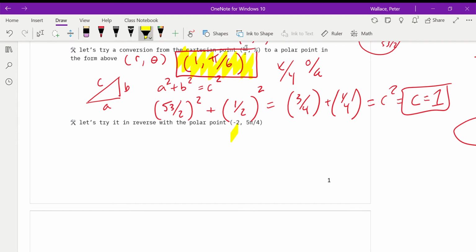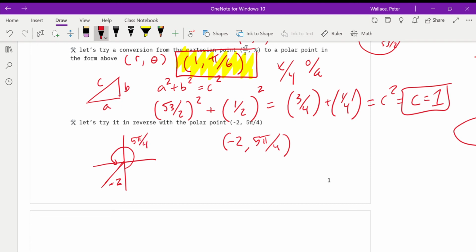We've got this polar point here, -2, comma 5 pi over 4. So how do we end up converting this? Well, we've got a few options. If we just kind of graph this out, we've got this radius, or hypotenuse, of -2, and we've rotated 5 pi over 4 radians here. So with a little bit of trickery, we can get there.